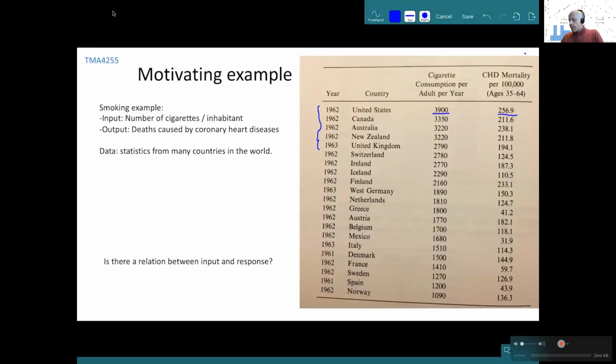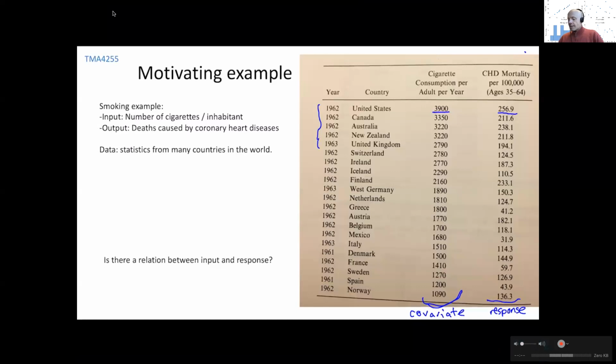And in particular, we would like to see if there's a connection here between the cigarette consumption and the mortality rates. And this is a typical example of regression analysis. We have some inputs called covariates. Here there's only one. We could imagine that there were others as well, some economic indicators, eating habits, alcohol consumption, etc., lots of covariates we could imagine that also have an effect on this response, which is CHD mortality in this case.